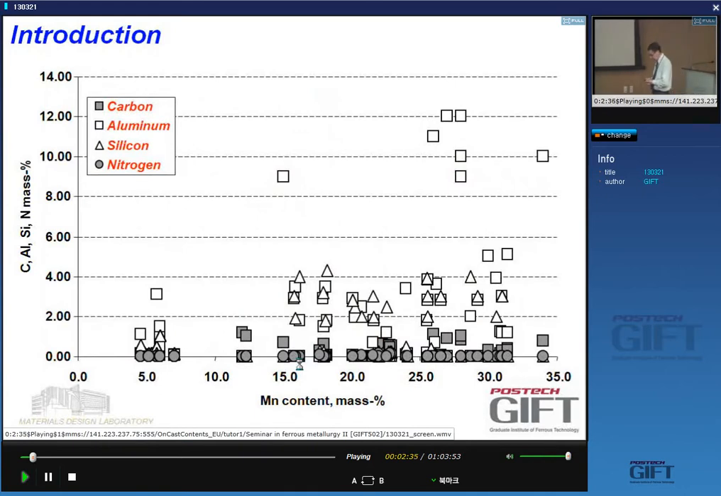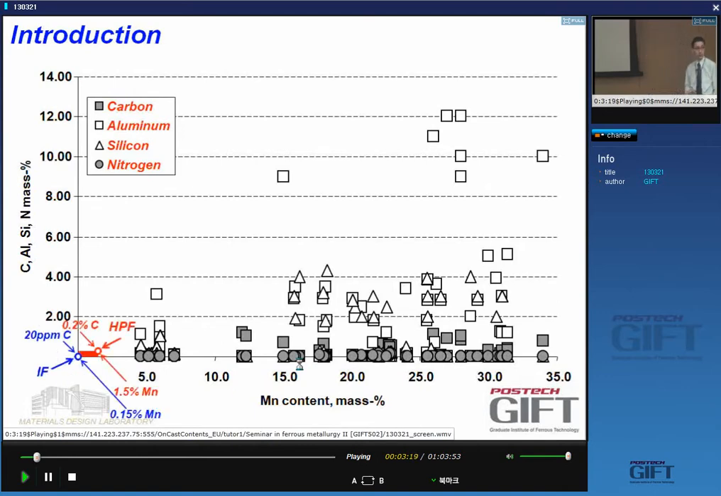The other thing is that the same steels have also very high contents of other alloying elements. So if you put the manganese content on the x-axis and you plot carbon, aluminum, silicon, nitrogen on the y-axis, you also see very large concentrations of these alloying elements. For instance, here I just want to point out a 12% aluminum content. So what is going on is the question I am asking myself, because I am a person who is interested in automotive steels.